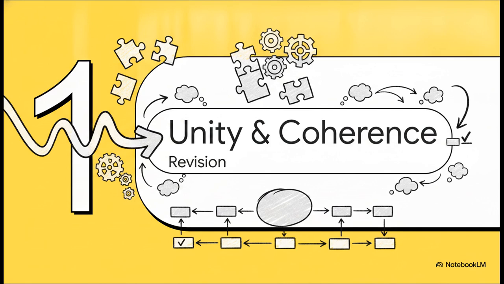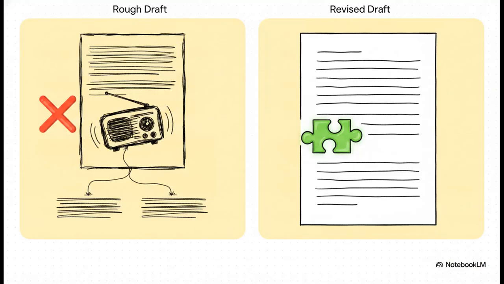Section 1. Unity and Coherence Revision. Okay, let's dive into this. An editor's very first job is making sure a paragraph actually stays on topic and flows logically. Take a look at this rough draft. It starts with this big philosophical idea, how fiction and nonfiction explore truth differently. It brings up a breakup song as a personal account. Awesome. But then, out of nowhere, "I also really like listening to pop music on the radio."